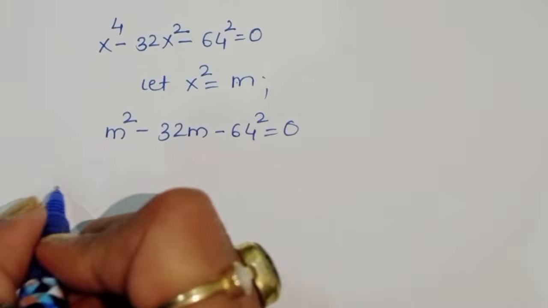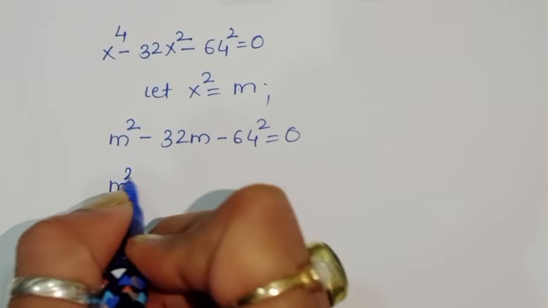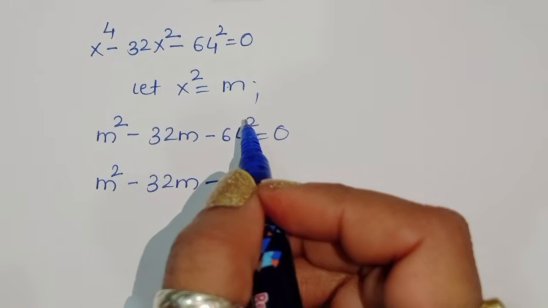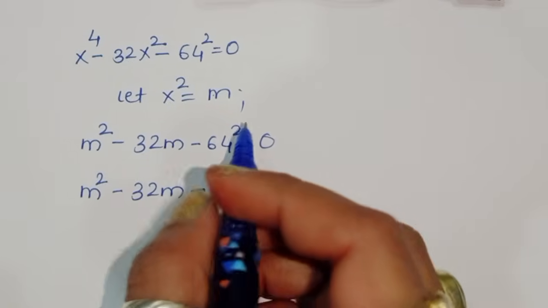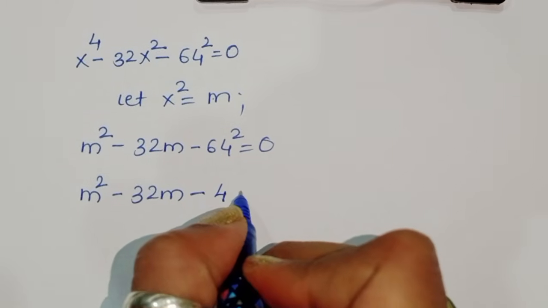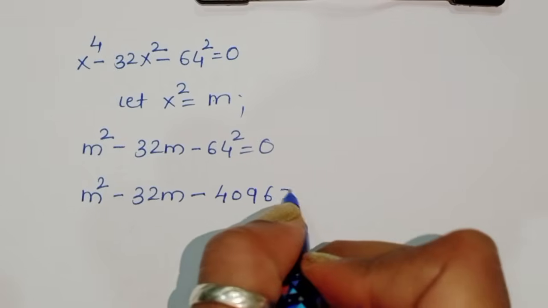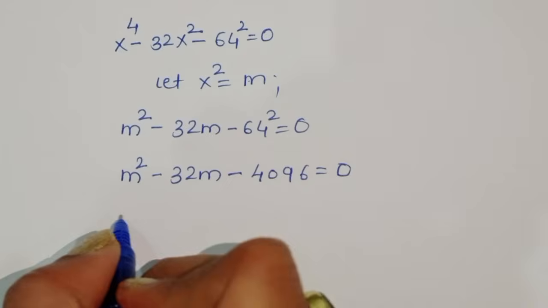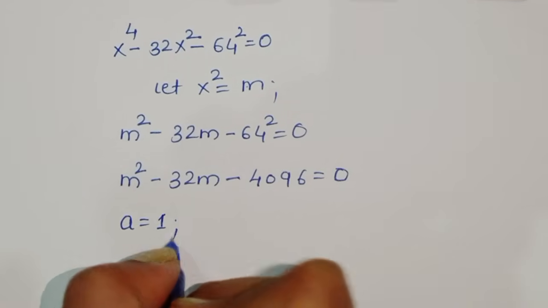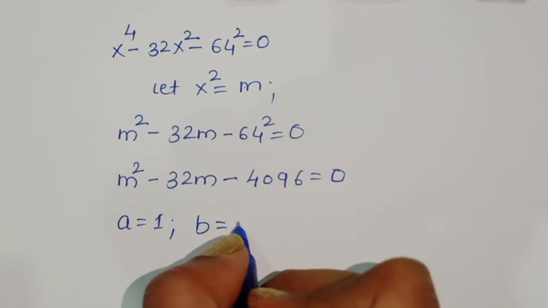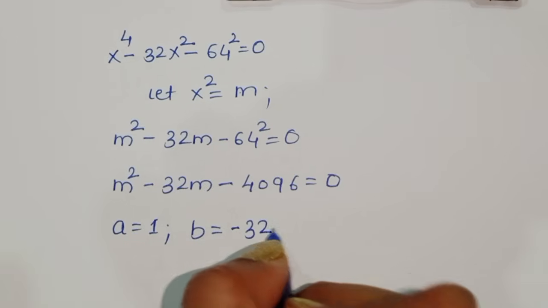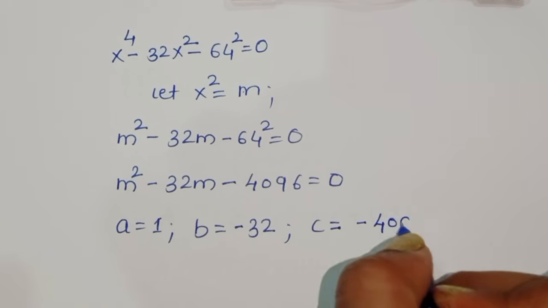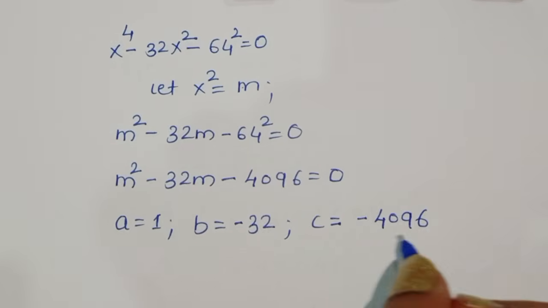Now next step we can say this will become m square minus 32m minus 64 square. So the value of 64 square is 4096 is equal to 0. Now here coefficient of m square, that is a equal to 1, b is equal to minus 32, and c is equal to minus 4096, right? Now we have to solve this one.